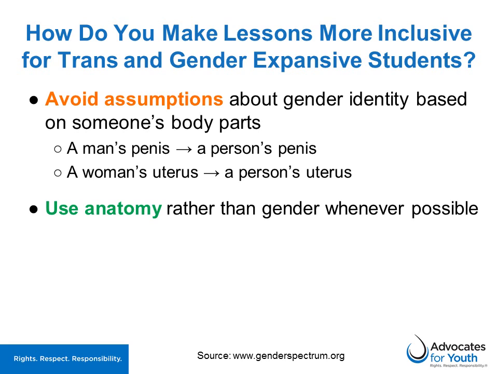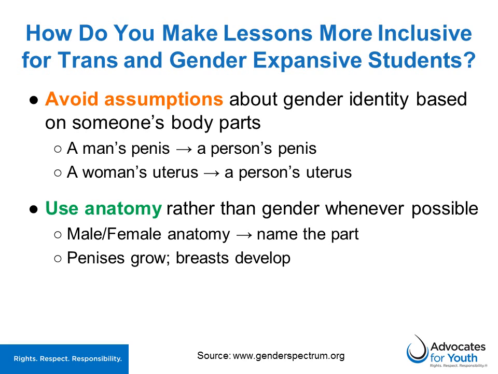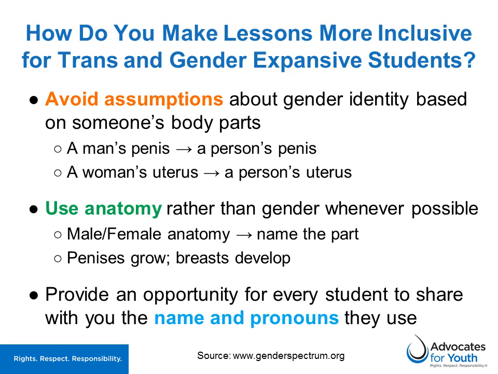Make sure when you use or talk about anatomy, you don't need to include gender. You can just make it much more neutral. Just name the part and talk about the parts growing and developing as opposed to the person whose body that part might be on. You can also invite your students and your learners to provide an opportunity to talk about their pronouns and perhaps a name they prefer to be called related to their gender identity.